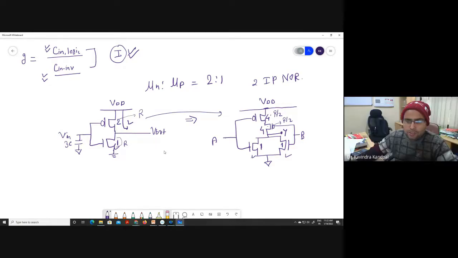So what is the net input capacitance which is appearing here? This is 5C. So what will be the logical effort for this input A? Logical effort for this input A will be 5 by 3. 5C divided by 3C, that is 5 by 3. Again, this is similar to logical effort for the input B. For the input B also, you have 4 plus 1. Net capacitance here is 5C. Right or not? Yes, sir. 5 by 3. Yes or no?